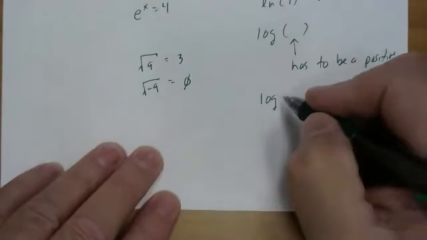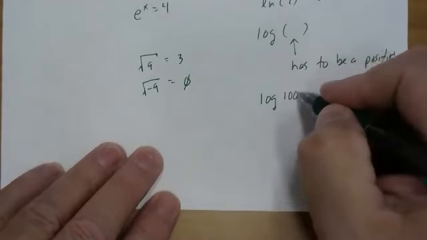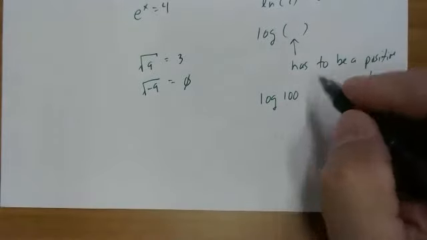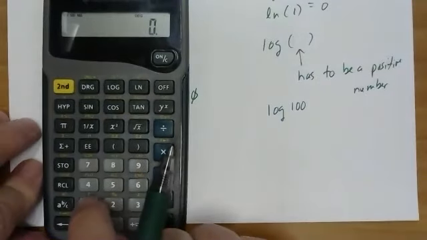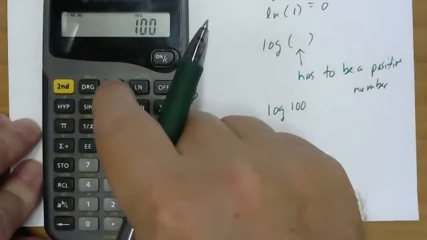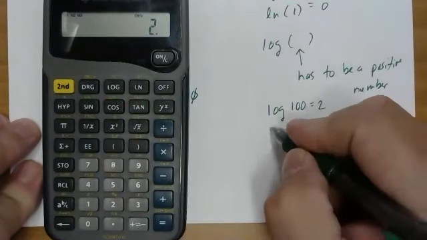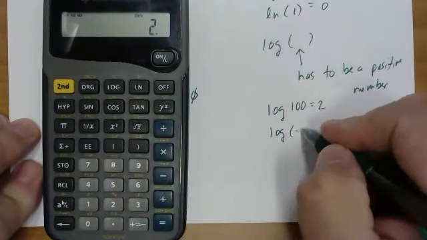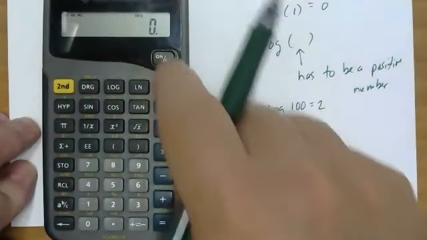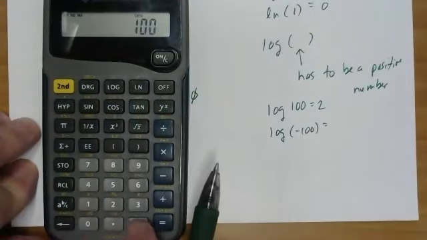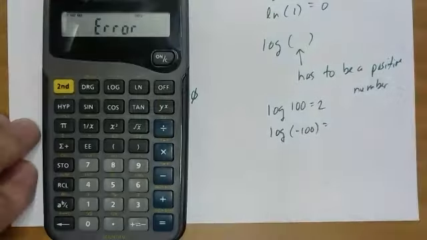Well, you know what? If I say log base 10, and maybe I will put 100 in here. Now I know the answer to this, but just for fun, I'll grab my calculator. I'll put in 100 and then take the common log. That's 2. What happens if I try and take the common log of negative 100? So I put in 100, I put the negative, hit the common log key. Error means undefined.